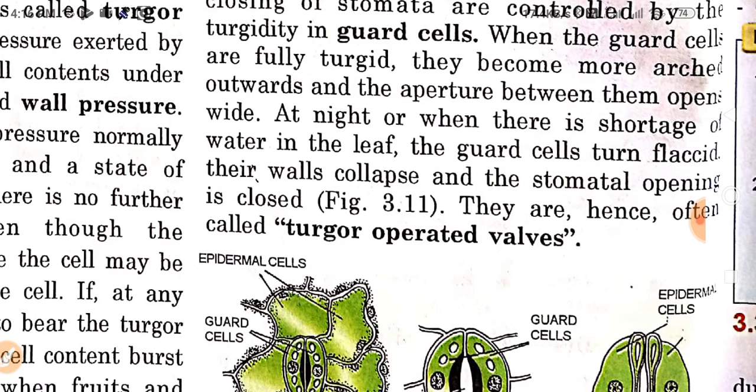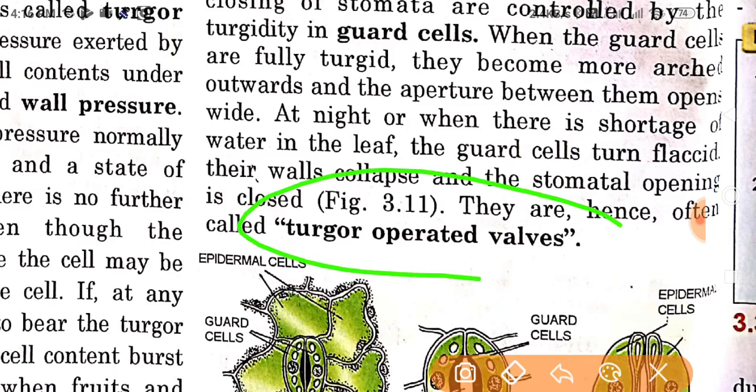Walls collapse and the stomatal opening is closed. They are hence often called turgor operated valves. So that's why they are also known as turgor operated valves.